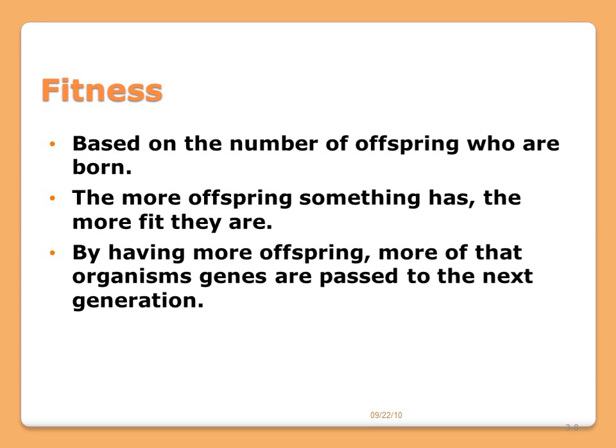Next here we have the topic of fitness, and being fit in science is a lot different than what we think of as being fit in our day-to-day lives. Fitness is simply based on the number of offspring who are born and survive. The more offspring that something has, the more fit they are. And the reason that we look at the term of fitness is that the more offspring that something has, the more of their genes are passed on to the next generation. So if you're more fit, your traits are getting passed on much more frequently than organisms who are less fit.